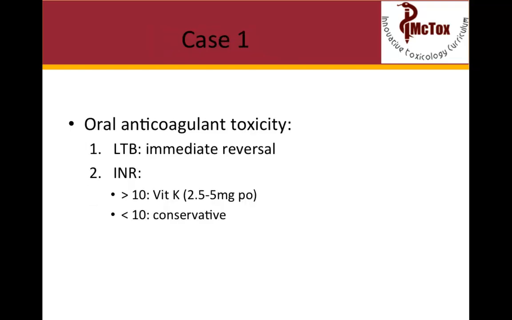Let's go back to our patient in case 1. She takes warfarin, has an INR of 4.9, and is confused. In order to be able to manage possible oral anticoagulant toxicity, it's important to know if there's any life-threatening bleeding. After that, we need to determine the current INR. If there is life-threatening bleeding, then immediate reversal of warfarin is indicated using prothrombin complex concentrate.